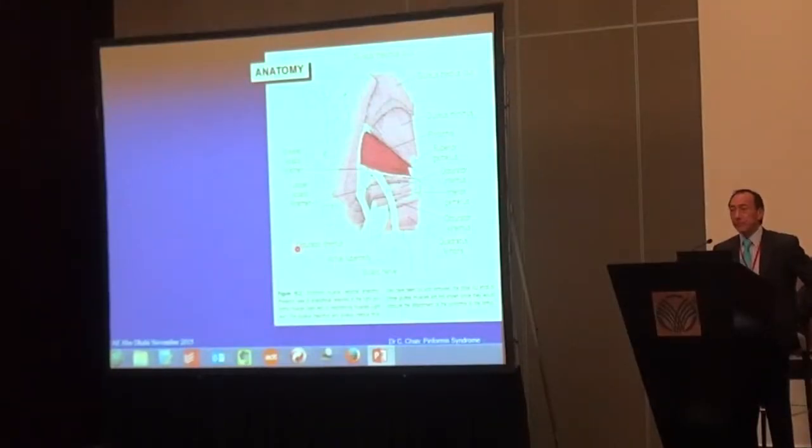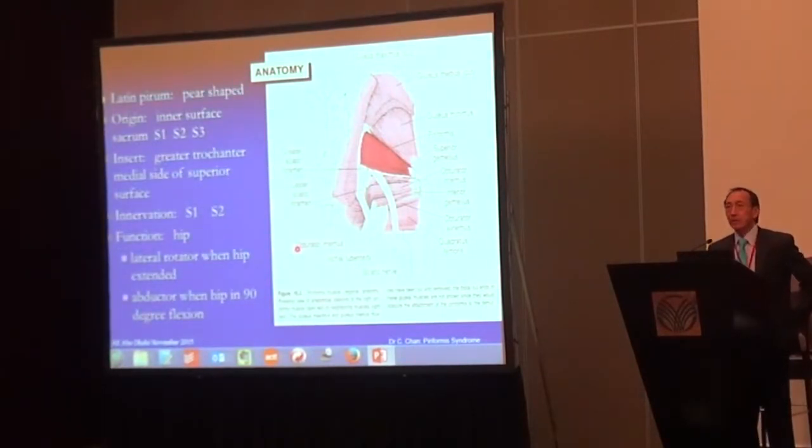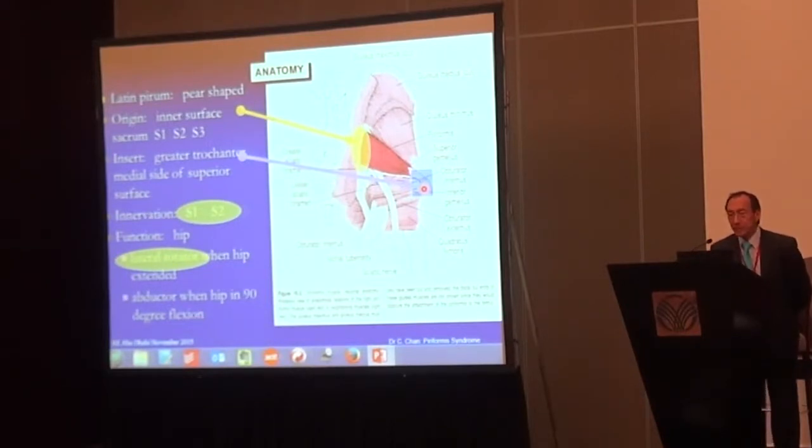Okay, let's have a look at the anatomy of what we're dealing with. Piriformis comes from a Latin word pirium, meaning pear-shaped, and you will see here that piriformis muscle is in fact triangular or pear-shaped. It arises from the surface of the sacrum, the middle of the lateral border of the sacrum, as I've highlighted there. Its insertion is here, over the greater trochanter. The nerve supply is S1 and S2. Its function is mainly on the hip joint. When the hip joint is extended, it is a lateral rotator. When the hip joint is in 90-degree flexion, it is an abductor.